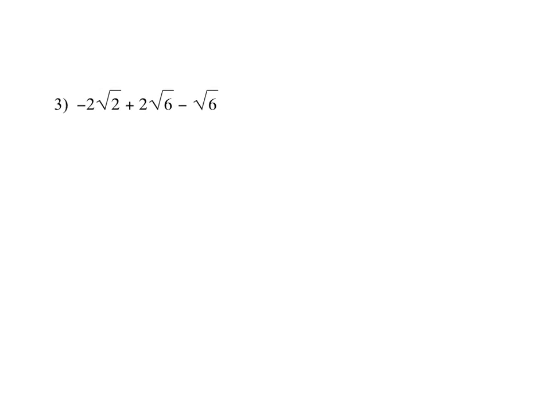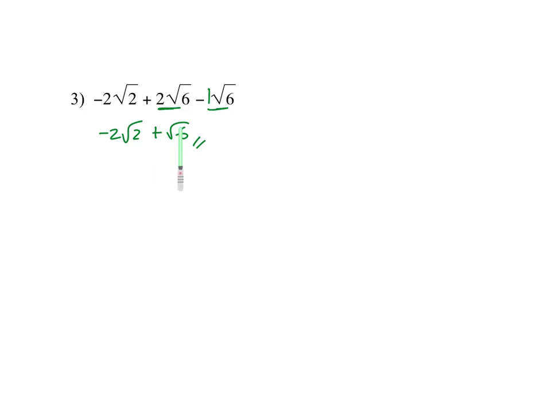The next one. So I am going to look for like terms. So these two are like terms. So negative 2 square root of 2 plus the square root of 6, right? Because I have 2 minus 1. And there's no way of simplifying. That's something else that I need to check. But the 6, I cannot simplify it. So that expression is going to stay right there.